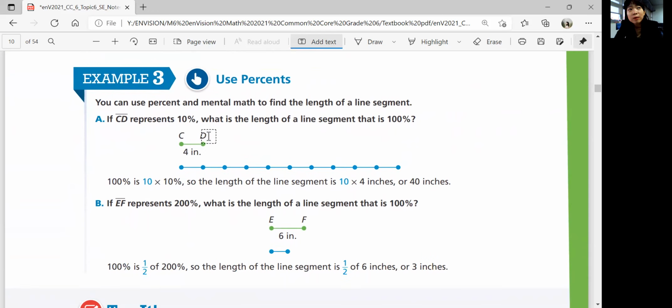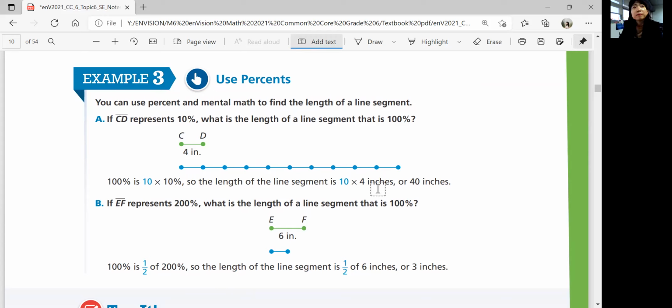If CD represents 10% and that's 4 inches, what's the length of the line segment that is 100%? What is the whole thing? So if 4 inches is 10%, how many 10% do you need in 100%? You need 10 of 10% to get 100%. So that means you need 10 of this line segment, 4 inches. So we multiply 4 by 10 to get 40 inches.